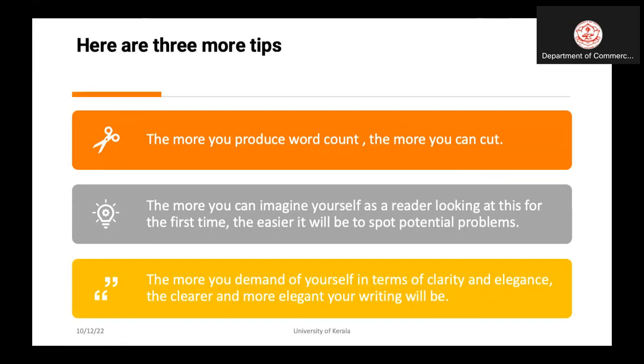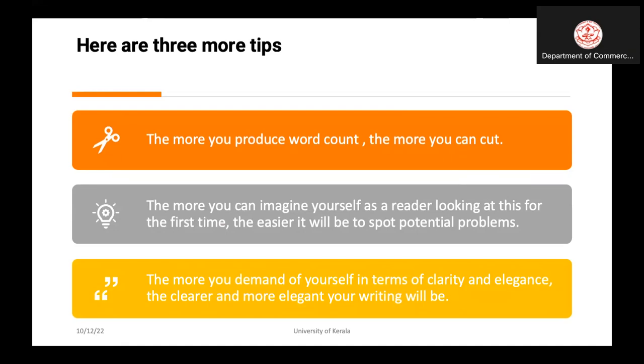Actually, when we write reviews, the more word count you produce, the more you can cut. So in the initial stage, we need to have more word count. We need to write more so that we can cut, eliminate or remove something based on further conceptual understanding. So in the beginning stage, we can write more, okay? We can write about the methodology, critically write about the findings, critically say something about the sampling process, and also be critical about the elimination of variables, or where some variables or constructs were missed out. The more you can imagine yourself as a reader looking at this for the first time, the easier it will be to spot potential problems.